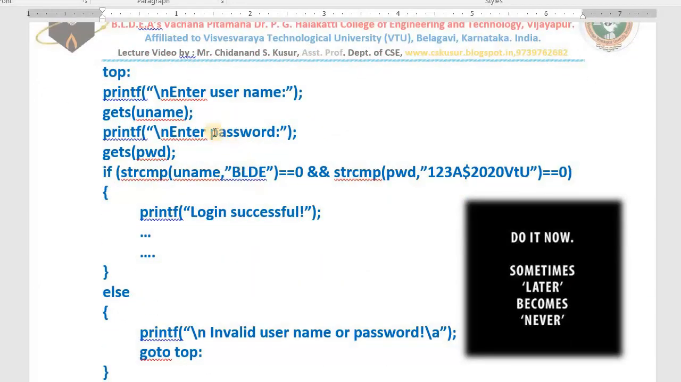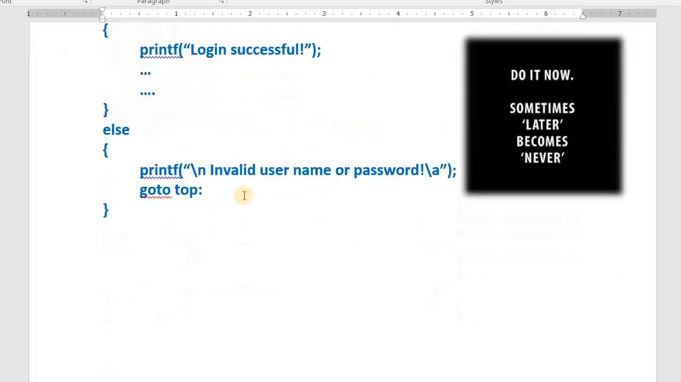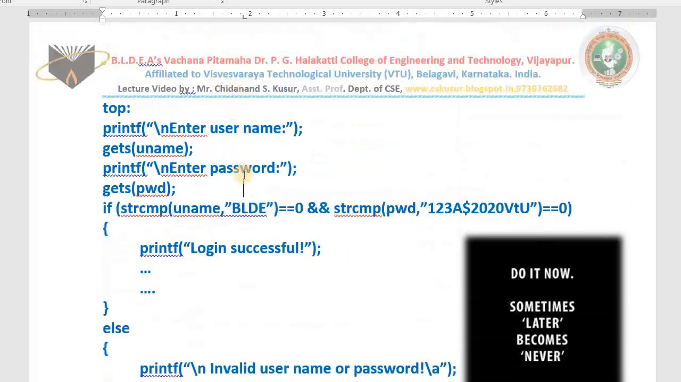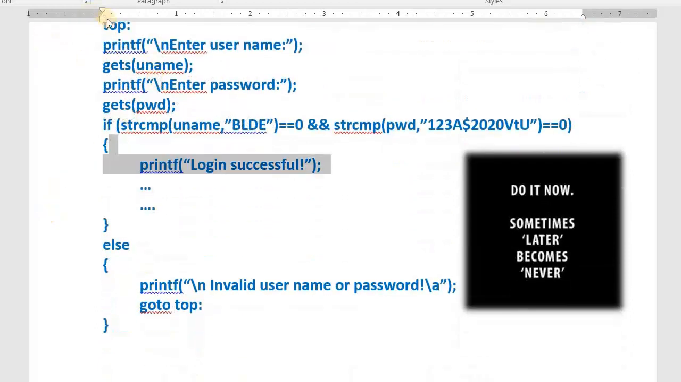And this is a program. It reads the username, which is stored in uname, a string variable, and it reads the password, which is also a string variable. String comparison compares the contents of uname with BLDE. If the username is BLDE, then this function returns 0. If the entered password matches, then it returns 0. Then login successful, do some fruitful work here. If the user entered name or password does not match, then we get the message invalid username or password, and an alarm beep from the CPU speaker. Otherwise go to top: if the entered username or password is wrong, then execution goes to the top label.